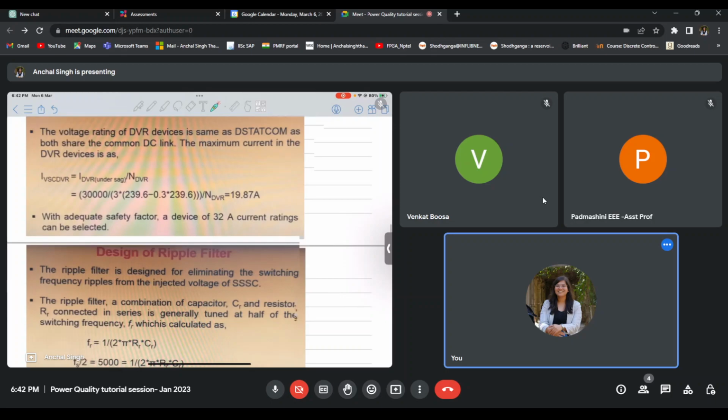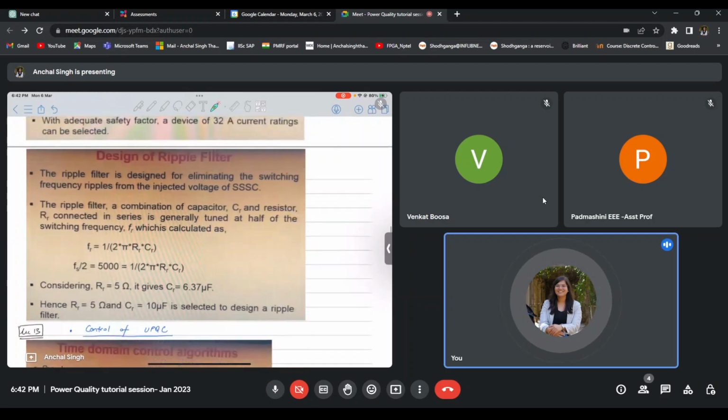And the ripple filter design is again the same. We have to take care of the switching frequency components. So we can select the values of R and C in such a way that it offers low impedance to the high frequency components and high impedance to the low frequency components. So we just have to take care of that part.